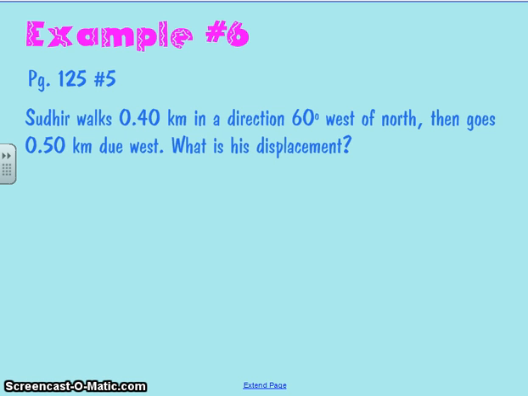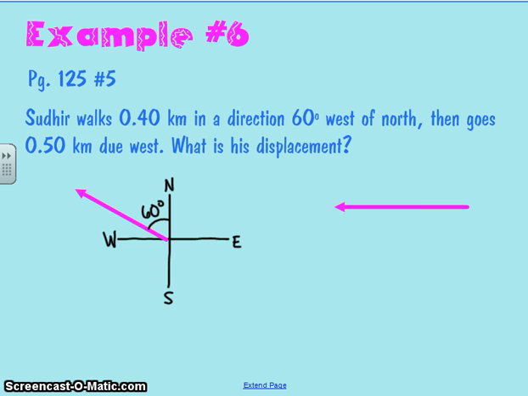If I draw an axis that shows my north, east, south, and west, my vector that is 60 degrees west of north would look like this, with the angle of 60 degrees being located right here. Then it says that he walks 0.5 kilometers due west. So my second displacement looks kind of like that, a little bit longer than the first one.